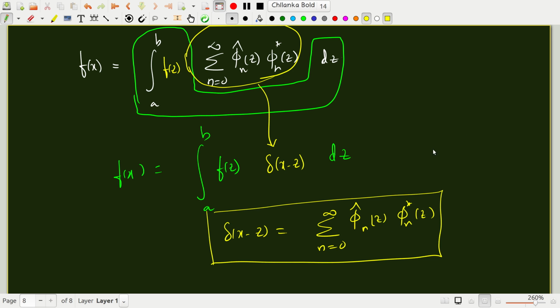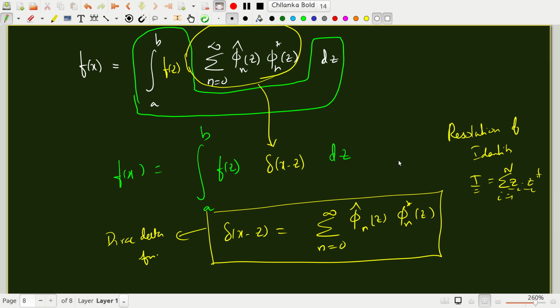So this is called completeness or closure. In the context of matrices, we call this the resolution of identity. If you remember, you wrote the identity as the sum of the eigenvectors zi and zi dagger, i equal to 1 to n. In the same way, instead of identity, you have this delta function, the Dirac delta function. This guarantees that if your eigenfunctions sum to delta of x minus z, then your eigenfunctions are said to be complete.